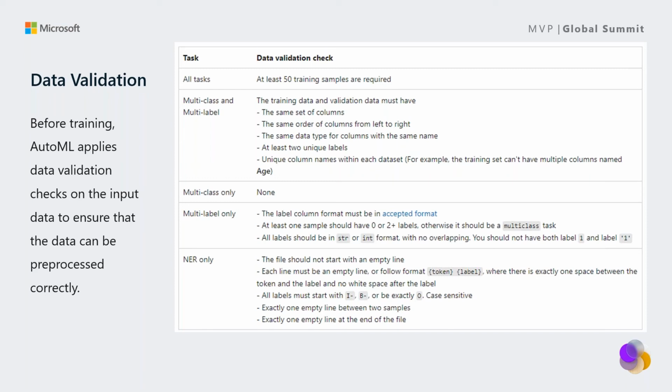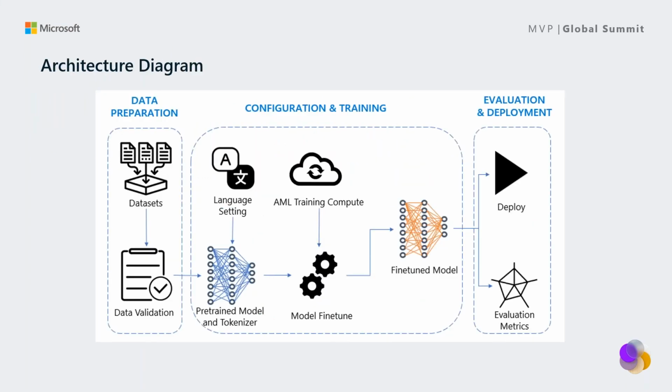So data preprocessing is a really important part for you to do, either with AutoML NLP or if you are doing image classification. So this is the data validation part. And I also want to show you an architecture diagram about how we are building this AutoML NLP experience.